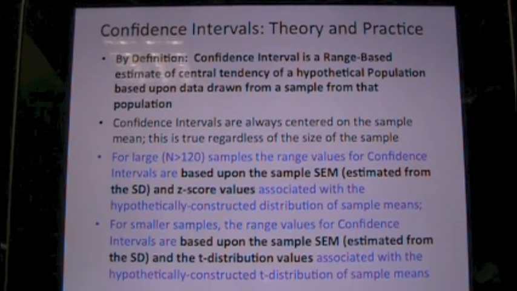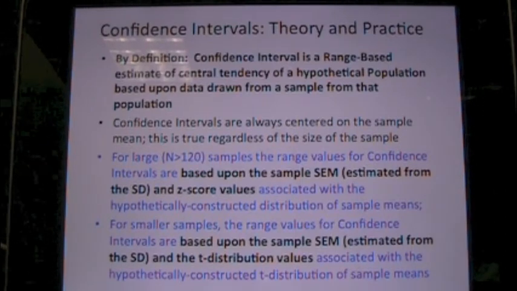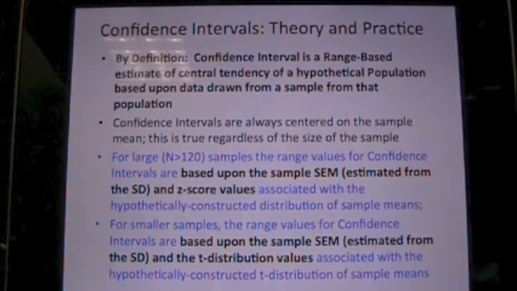So again, to sort of pull us out of this a little bit, a confidence interval is a range-based estimate of central tendency of a hypothetical population based on a sample. Confidence intervals are always centered around the sample mean. This is true regardless of the sample size. For large samples, where n is greater than 120, the range of values for the confidence intervals are based upon the standard error of the mean and the z-score. Again, the standard error of the mean is essentially an estimate of the standard deviation of the distribution of sample means.